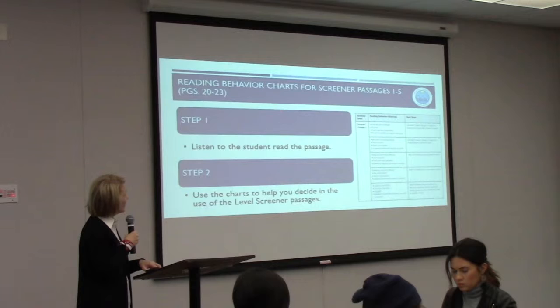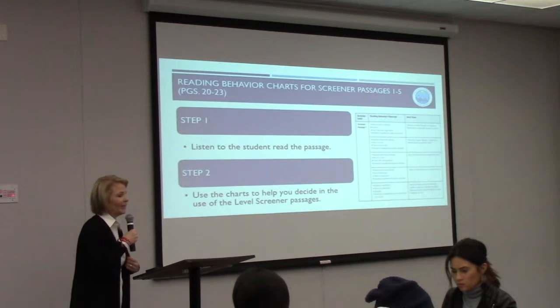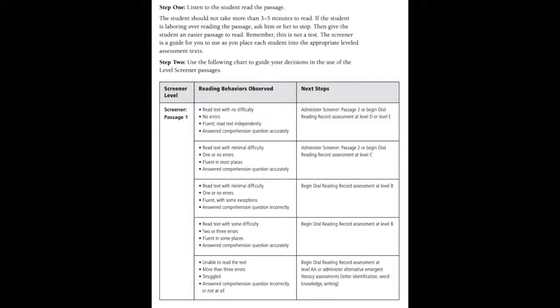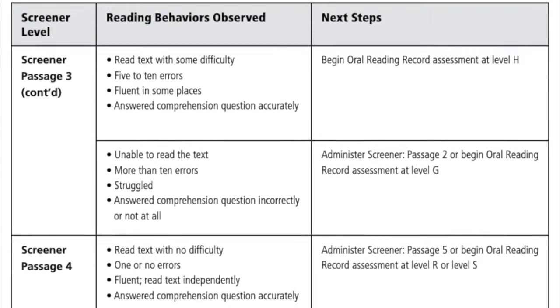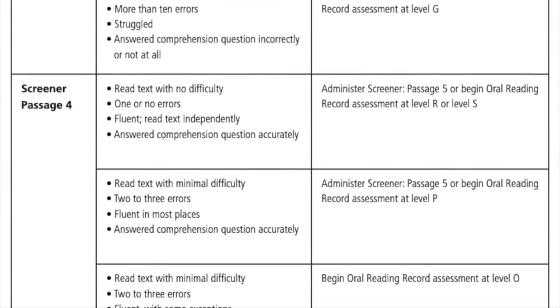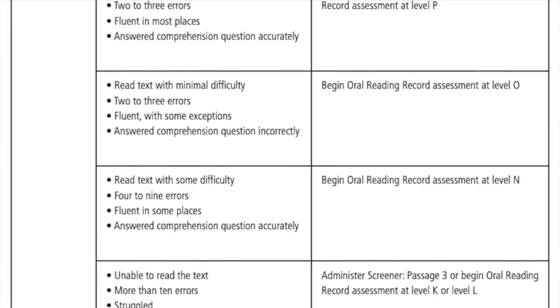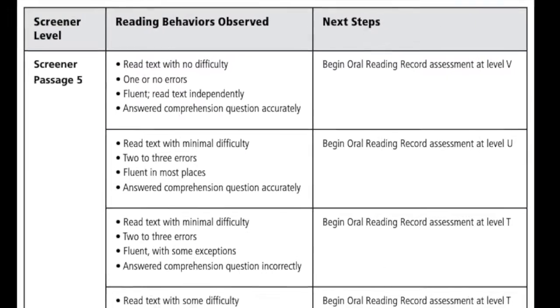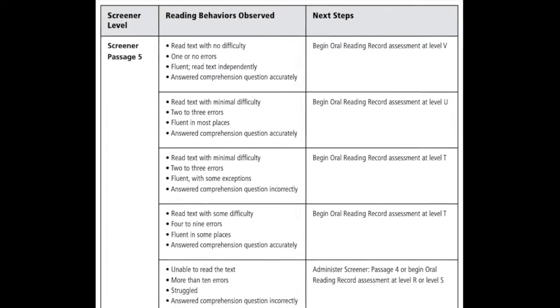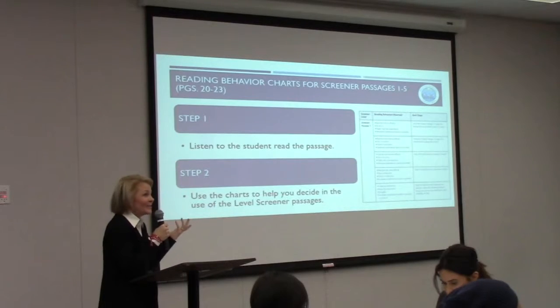Following page 19, we have the reading behavior charts. Every single one of the reading behavior charts has a flow chart for each passage, and then it will have the next steps. I just want you guys to take a minute to read through here on page 20 the different reading behaviors observed and the next step for passage 1. There's only 2 steps.